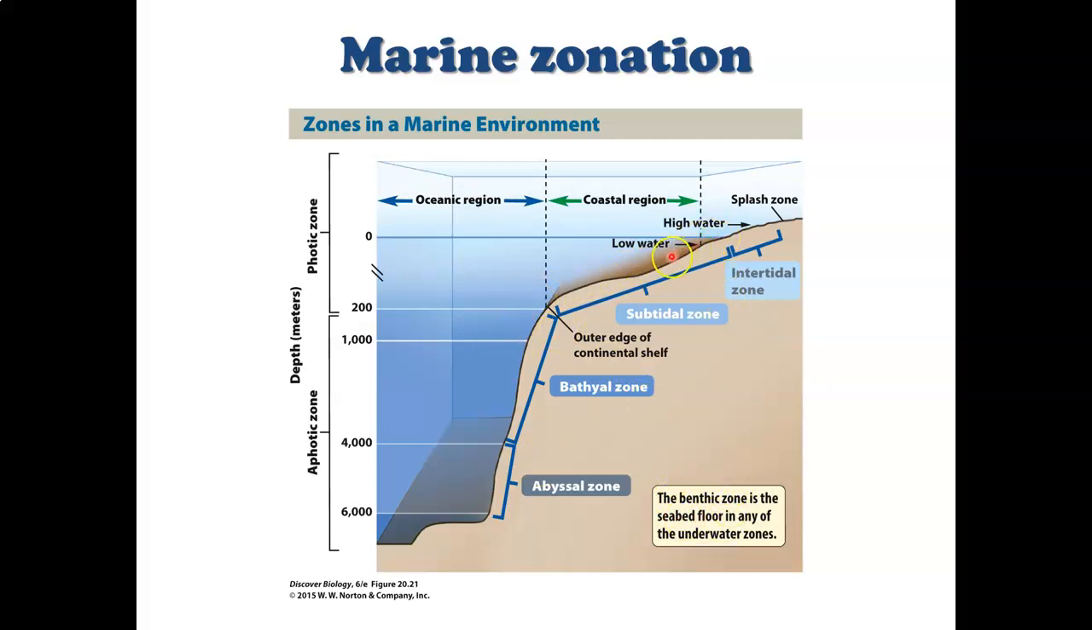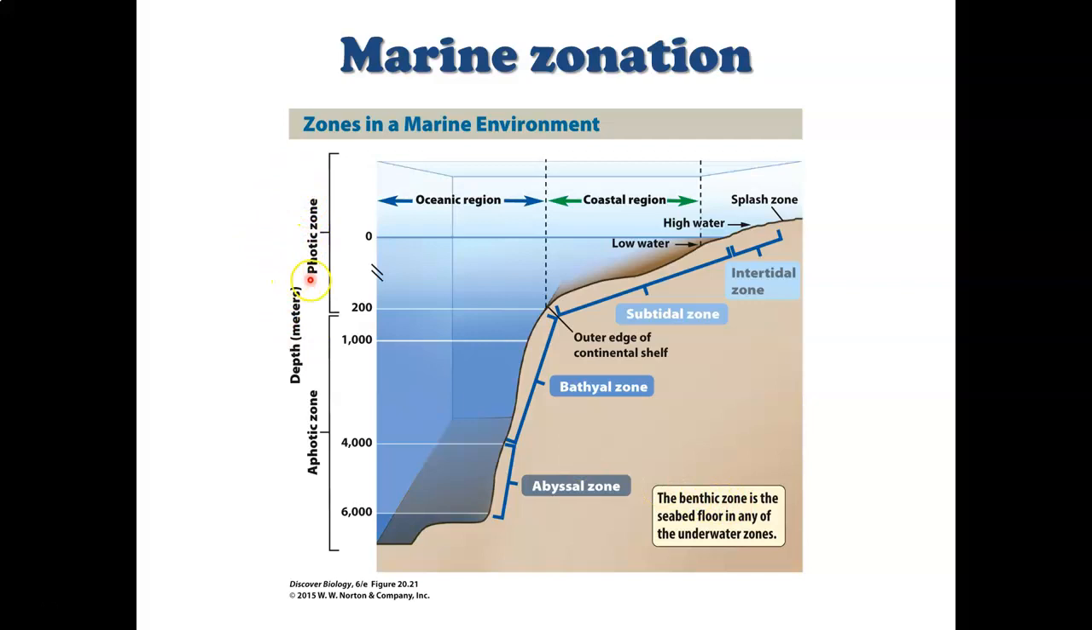So whether you're talking about coastal region or whether you're talking about the deep ocean, any creature that lives on the floor of the ocean belongs to the benthic zone. Right. The opposite of benthic is pelagic. So if you swim around, you're pelagic. If you're walking around on the floor, you're benthic.